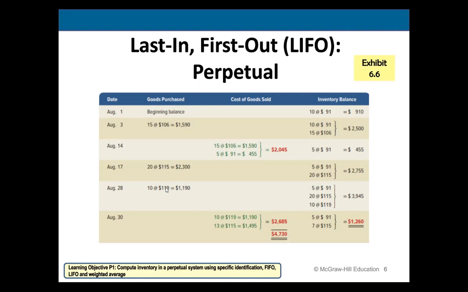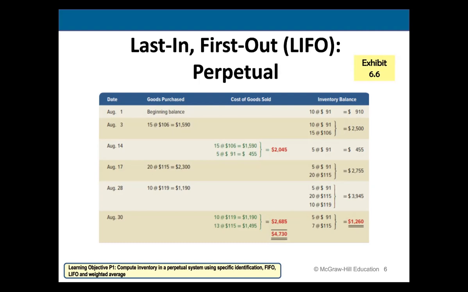Then we add our purchases on the 17th and 28th. And then on the 30th, when we make a sale, same question, which ones are we assuming we sold? And again, if we sold 23 units, we'd assume it was the 23 most recently purchased units, which would be 10 of the 119 plus another 13 of the $115 units, which would leave us with still 7 of the $115 units and 5 of the $91 units. So that's last in, first out. So the only difference between the two, still, each time you make a sale, you're just trying to ask, well, which units am I assuming I sold?